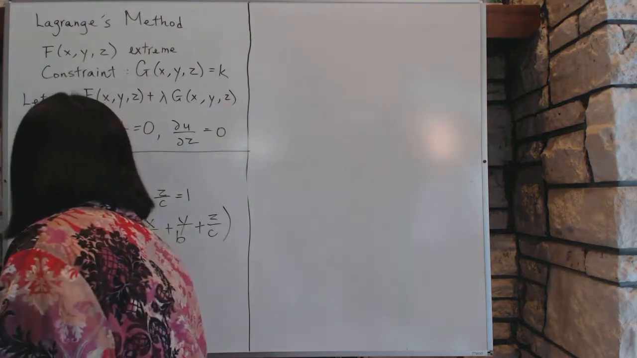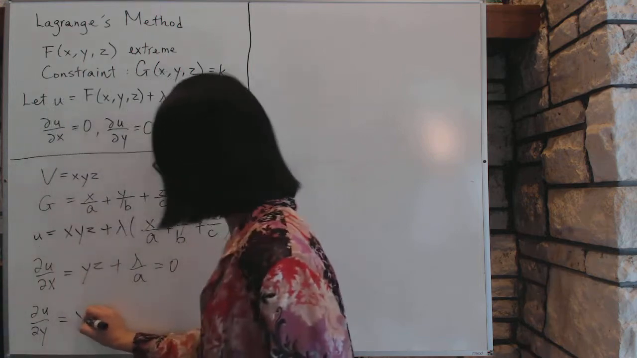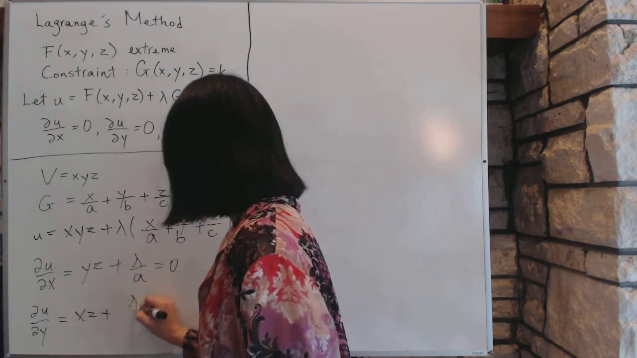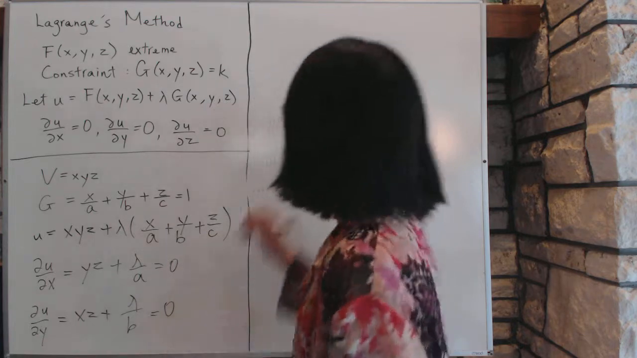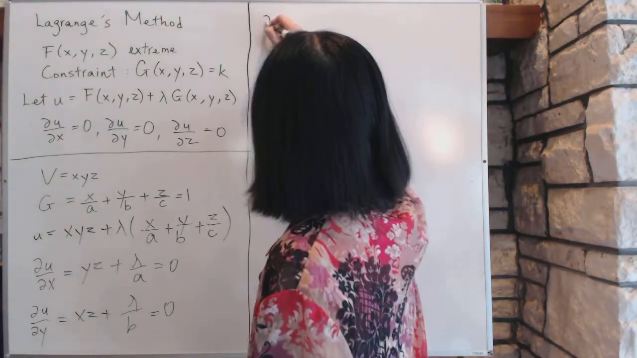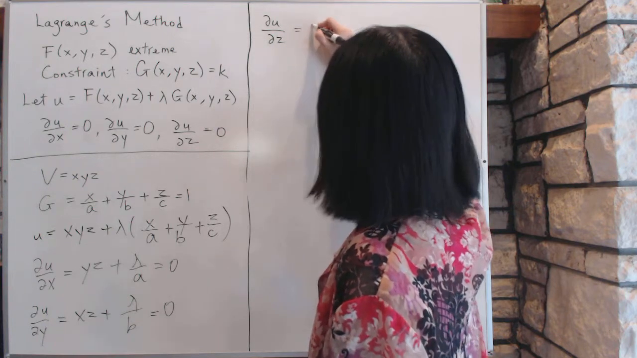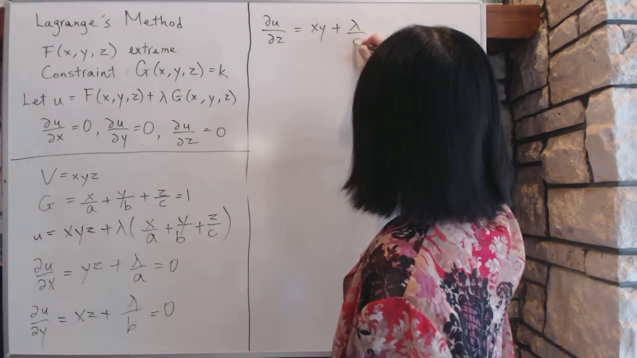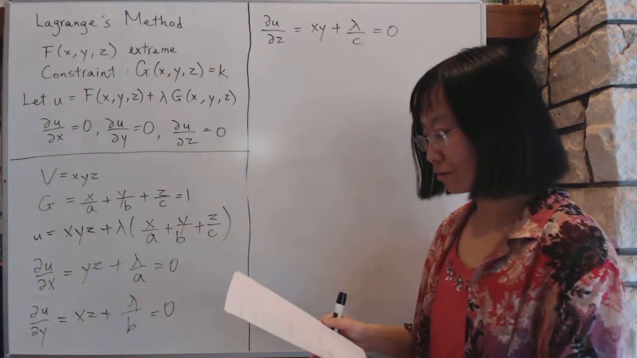Similarly, partial u, partial y is equal to xz plus lambda over b. See, you can see there's a pattern emerging. Everything is identical. That's the beauty of the Lagrange method. Then partial u, partial z equals xy plus lambda over c. You can just copy it out of the others. Anyway, so we have these 3 equations.